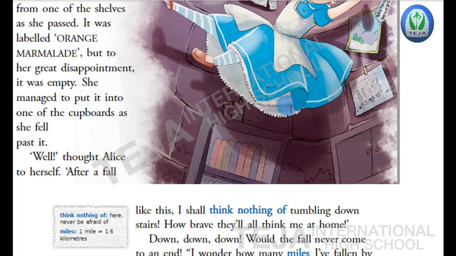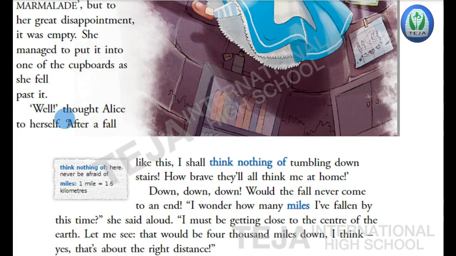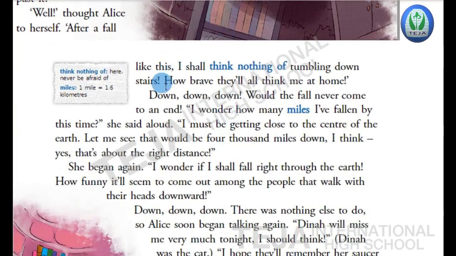She fell past it. Well, thought Alice to herself, after a fall like this, I shall think nothing of tumbling downstairs. How brave they all think me at home.